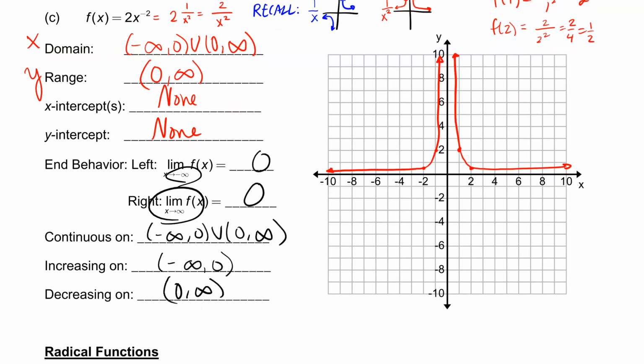Should have spread them out more. Okay, do we have questions about this so far? Yeah, 10 more minutes. Let's keep going.